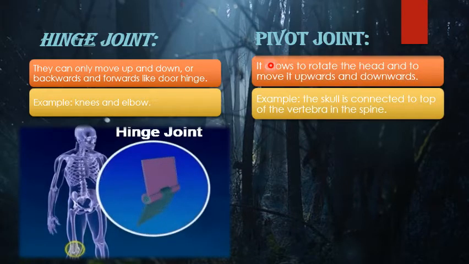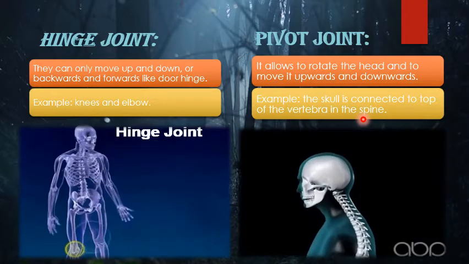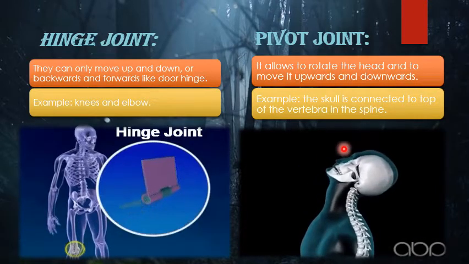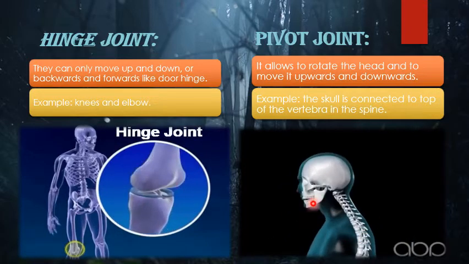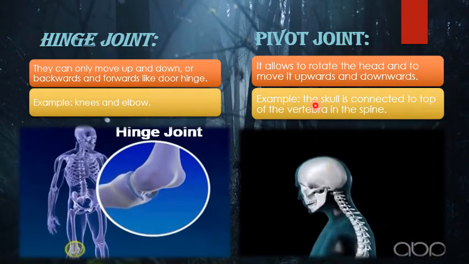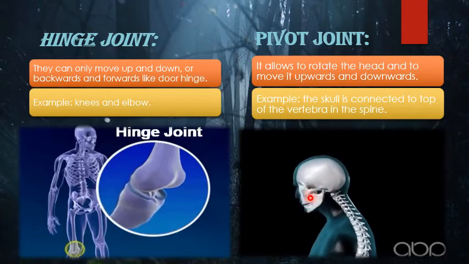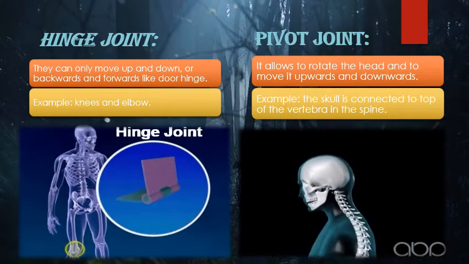On the other hand, there is the pivot joint. It allows us to rotate the head and to move it upwards and downwards. The example is the skull connected to the top of the vertebrae in the spine. Here you can see how the skull is attached to the spine. We can move our head upward and downward. We can also rotate our head, our neck. This is how the pivot joint works.